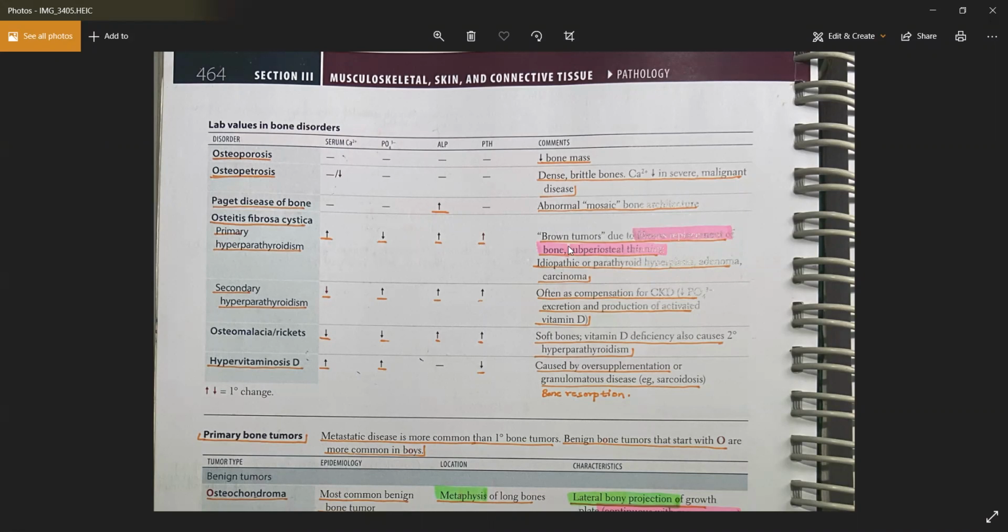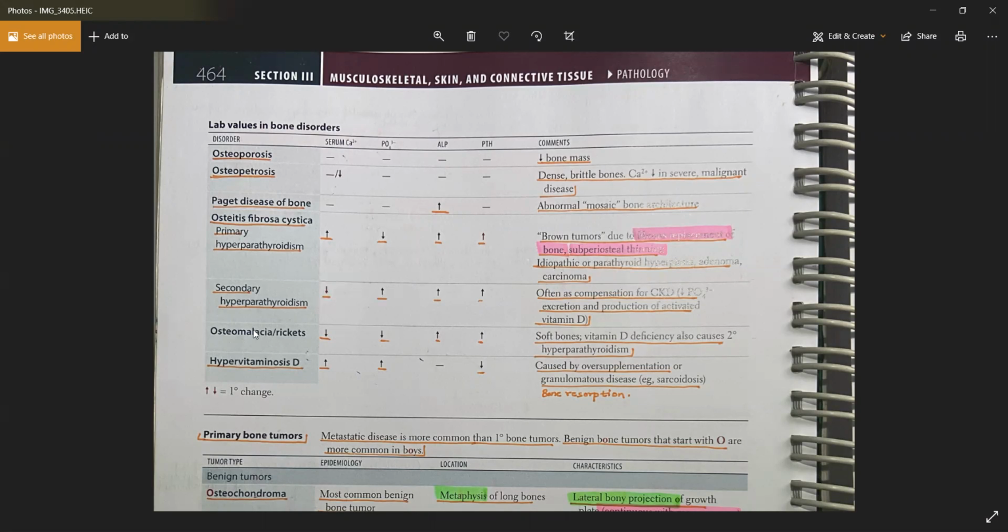And you generally have subperiosteal thinning, right? All these cystic spaces you can see on the X-ray of the patient, and these are generally subperiosteal. For secondary hyperparathyroidism, you will have a low level of calcium and a high level of phosphate that leads to a high level of parathyroid hormone and a high level of alkaline phosphatase, generally seen in chronic kidney disease.